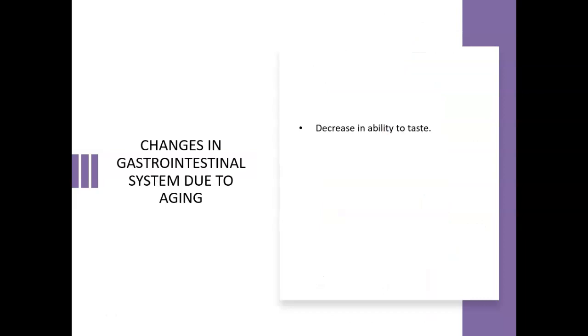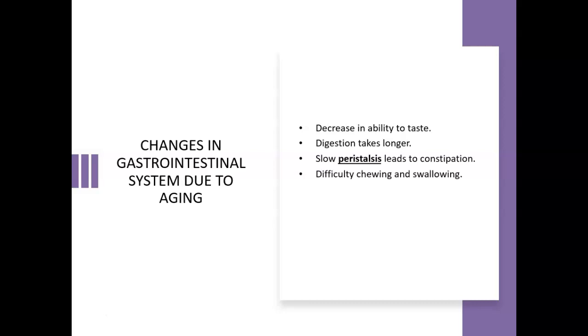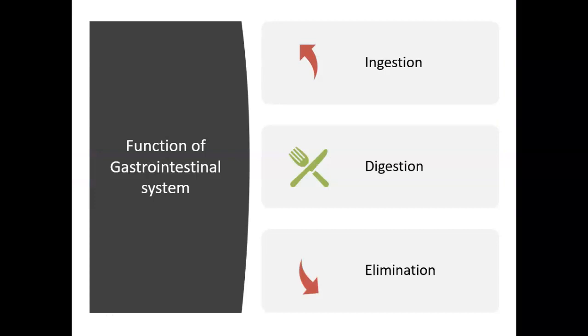Changes in the gastrointestinal system due to aging include a decrease in ability to taste. Digestion takes longer. Slow peristalsis leads to constipation. And remember, peristalsis is the wave-like motion that moves things through the colon. Difficulty chewing and swallowing. Decrease in absorption of vitamins and minerals. Decrease in saliva and digestive fluids.